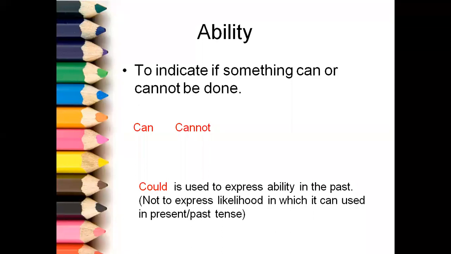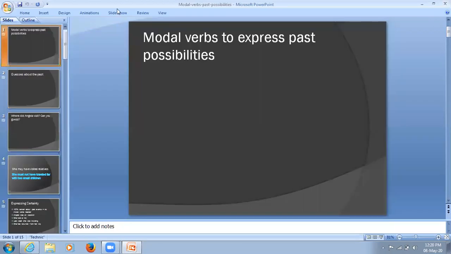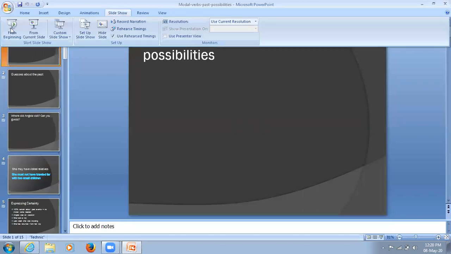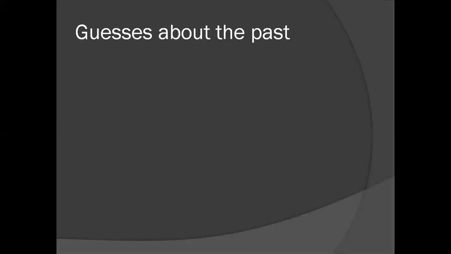Now I will take one more small presentation on how modals can be used to express past possibilities. We'll take more examples of modal verbs to express past possibilities. You're talking about the past. Remember, could, past possibility. Now when do we talk about past? Guesses about the past. Whenever you want to make a guess about the past, we talk about past possibilities.